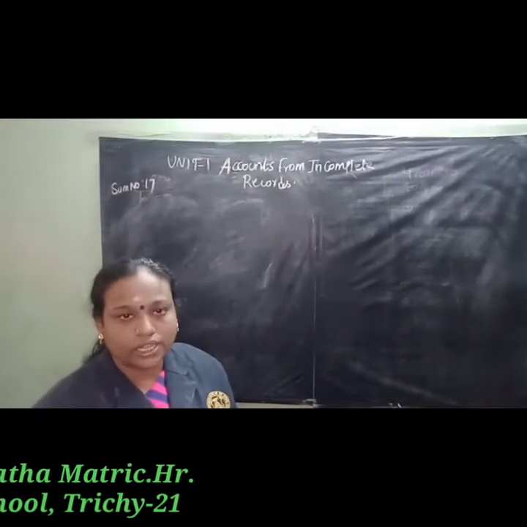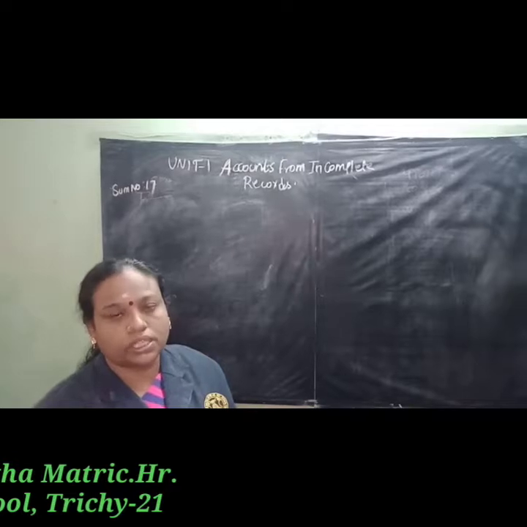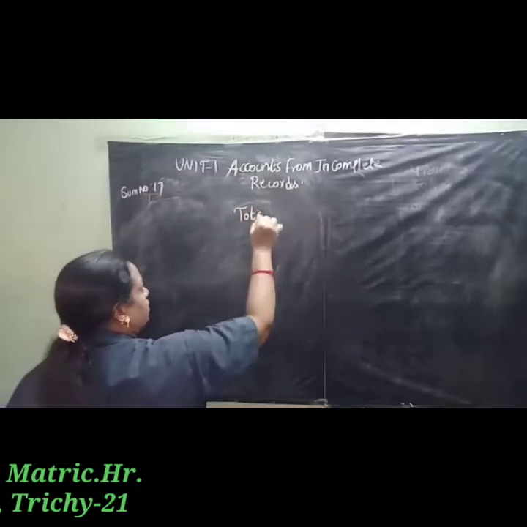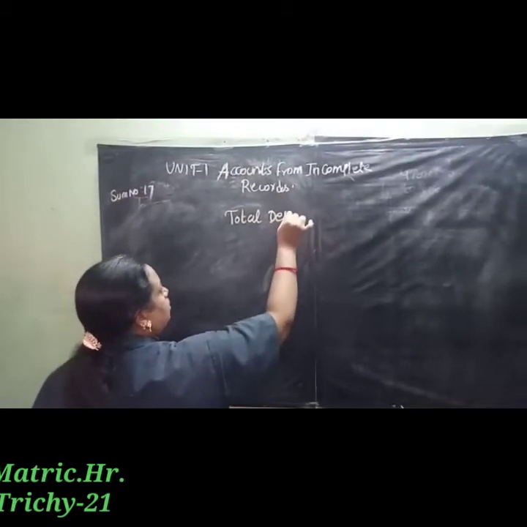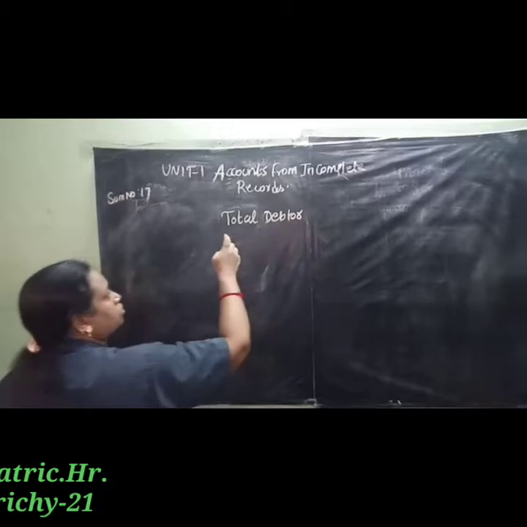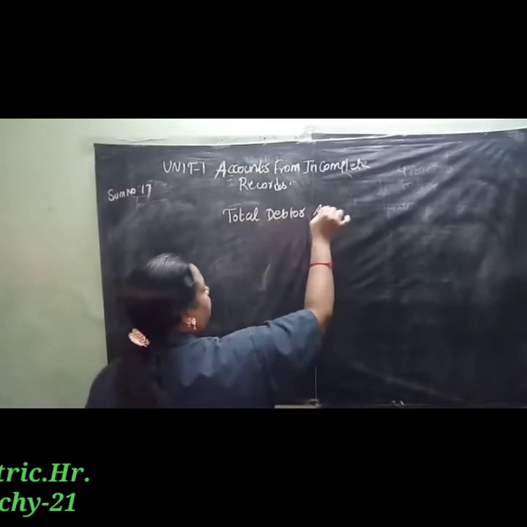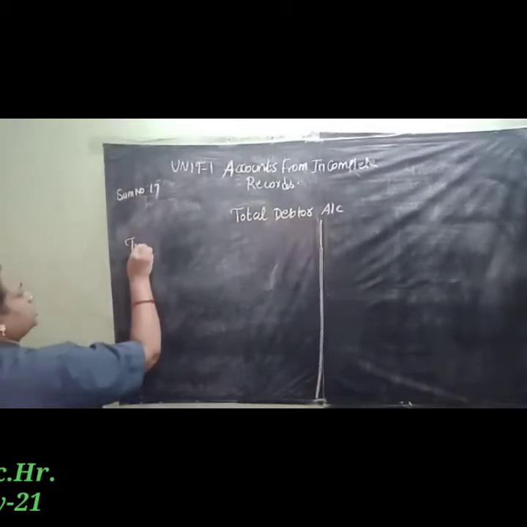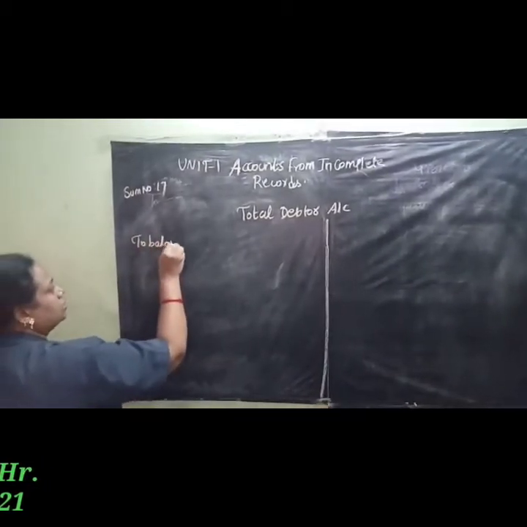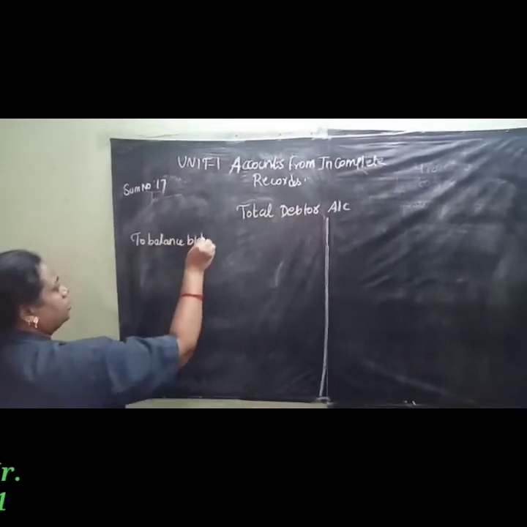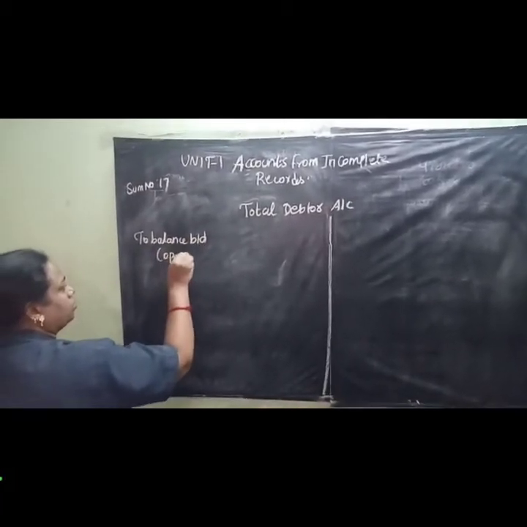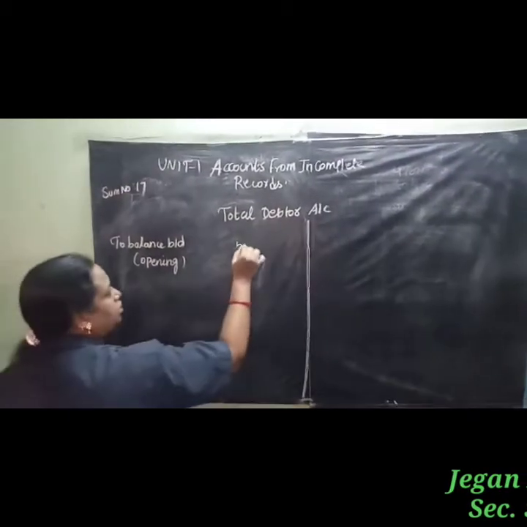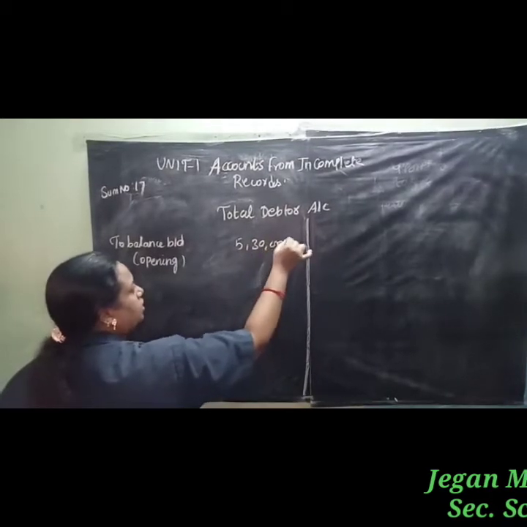Credit sales means we have to open the total debtors account. First we are going to find out credit sales. You know the format: the opening debtor goes on the debit side, To Balance B/D, opening debtor. The opening balance of debtor is 5,30,000.